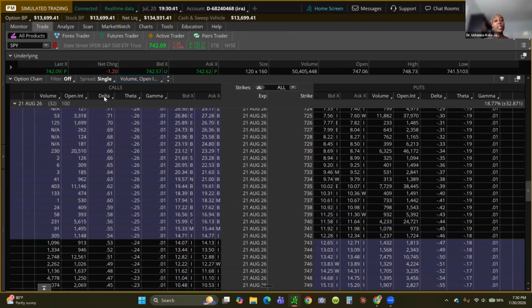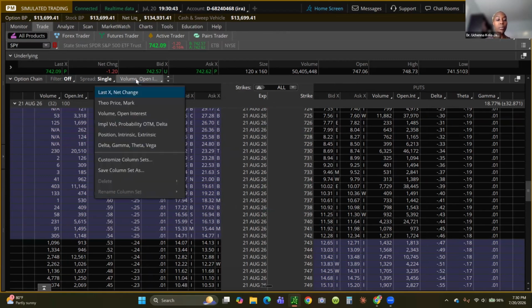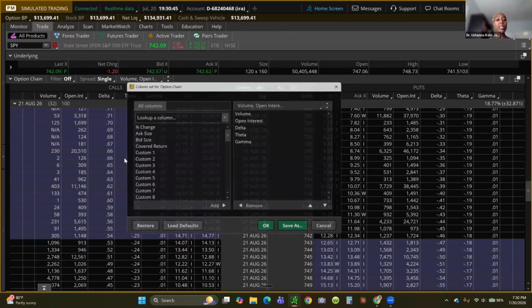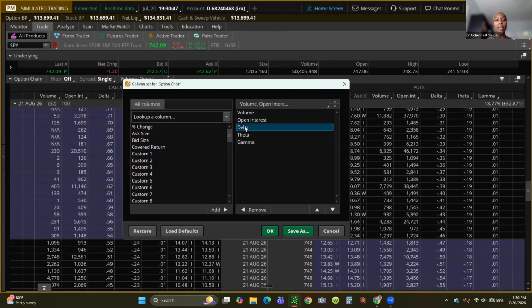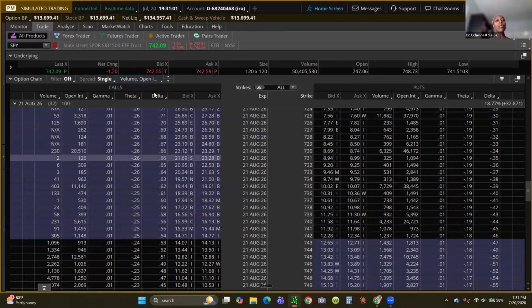And if you like your delta closer, like I do, what you can do is go back to the customized column set, click on this and then move it down. So use these arrows, move down. I like my theta right next to my delta, then the gamma, then open interest and volume, then hit OK. So now do you see how the delta is next to the bid, then we have the theta and the gamma. So that's how you customize those columns on your option chain.